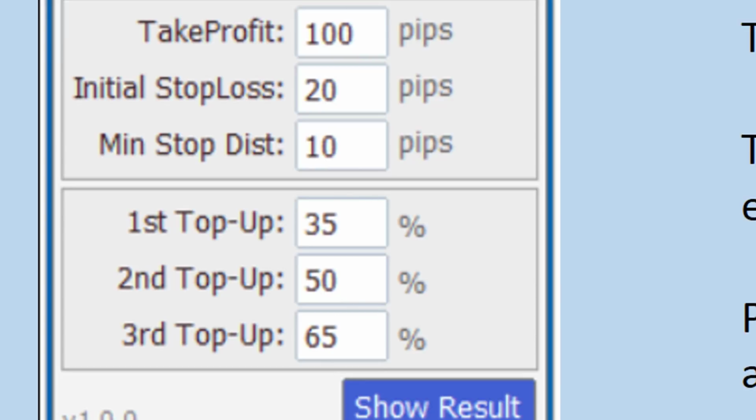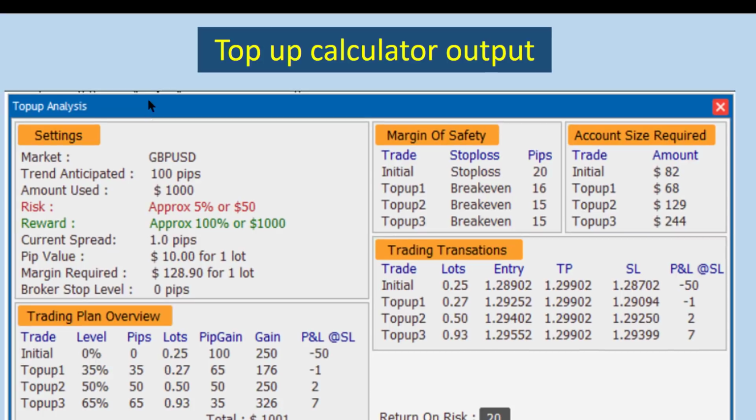So after you've done your input, you then click on show result. And the results will then be displayed to you in quite a lot of detail.